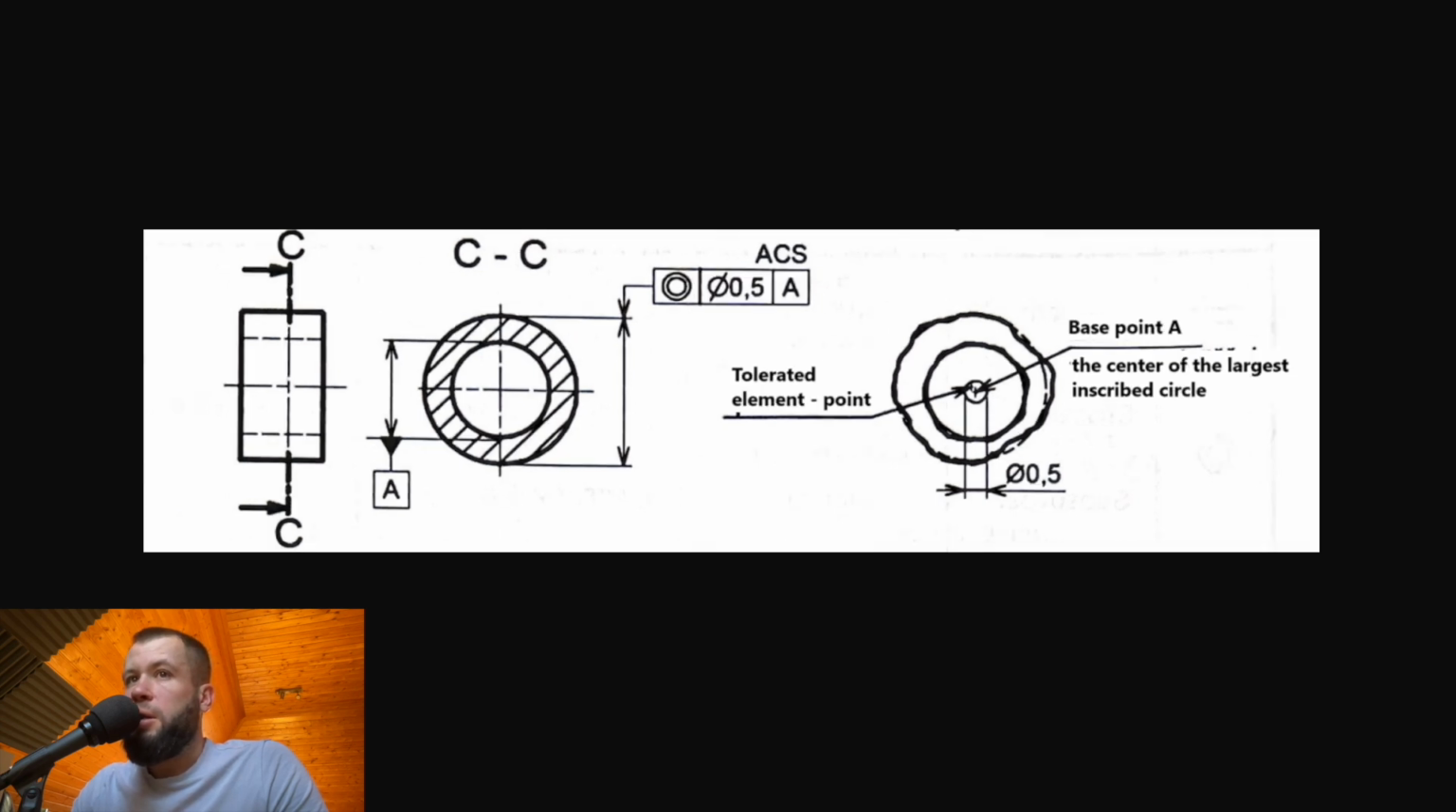The ACS modifier in this figure expresses an attributary cross-section of a dimensional element. You can see the concentricity tolerance in the exact cross-section in this figure.